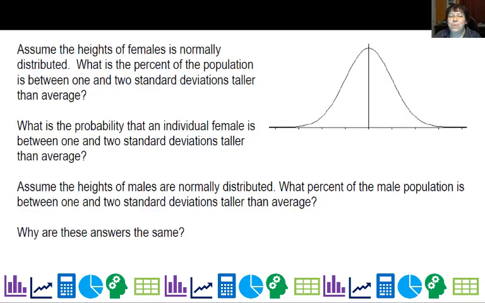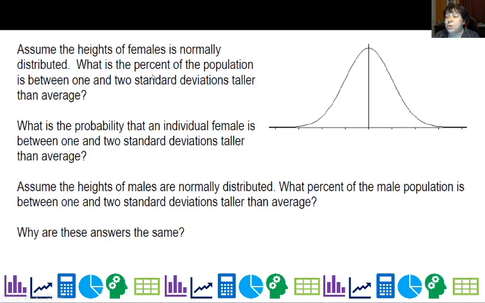All right. So we will be calculating probabilities for the normal distribution, and we've already learned about the shape. And in fact, we can already answer this first question. What is the percent of the population that is between 1 and 2 standard deviations taller than average? And that's assuming the heights of females are normally distributed.